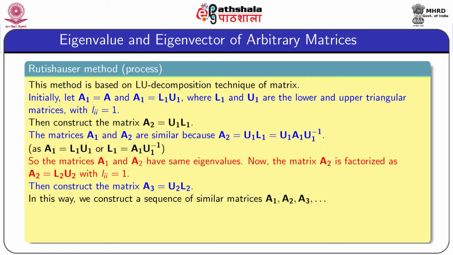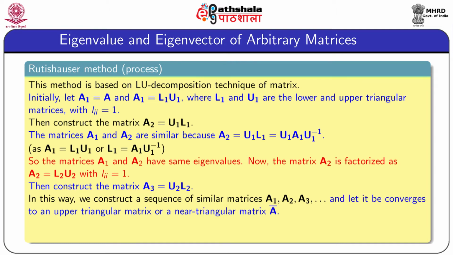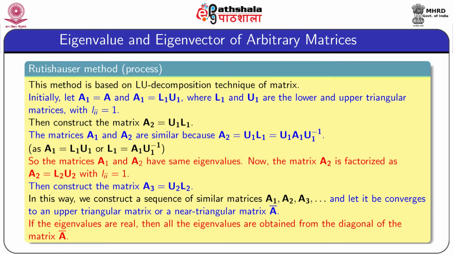So, in this way we construct a sequence of similar matrices A1, A2, A3 and so on, and let this sequence of matrices converge to an upper triangular matrix or a near upper triangular matrix A bar. If the eigenvalues are real, then all the eigenvalues are obtained from the diagonal of the matrix A bar. That means the diagonal elements of the matrix A bar are the eigenvalues of the given matrix A. So, this is the main principle of the Rutishauser method.